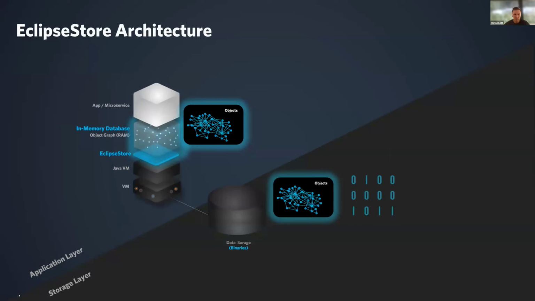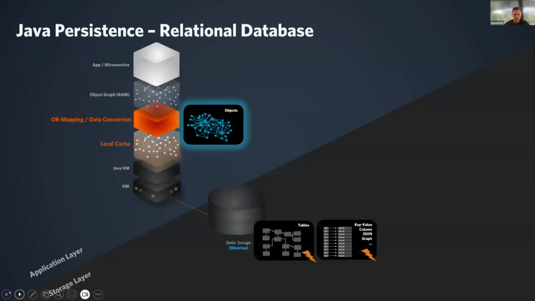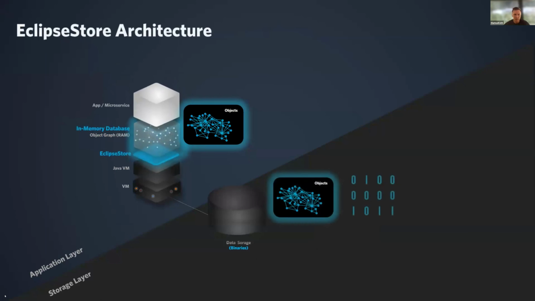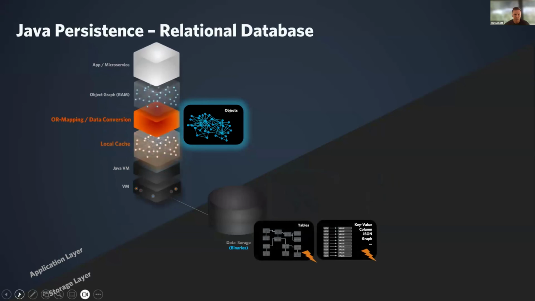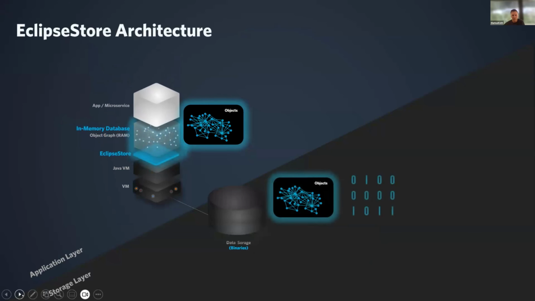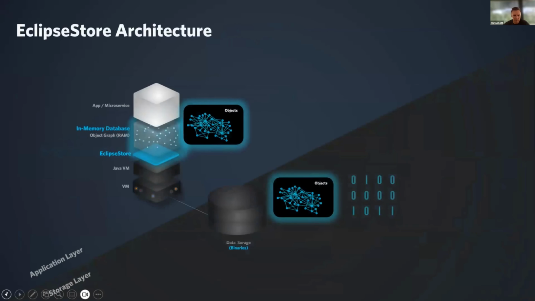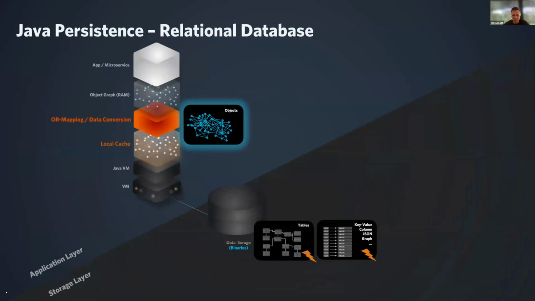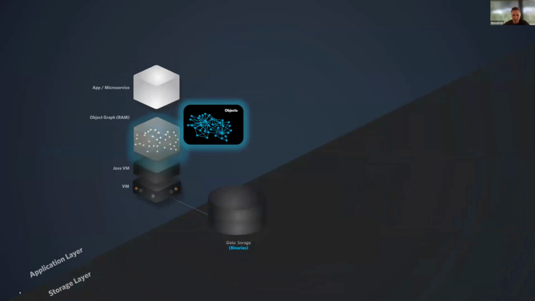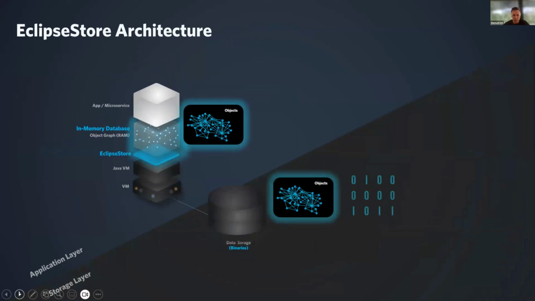With EclipseStore, we keep data in memory. This is the reason why we don't need a local cache anymore. So we can skip the local cache, and so we reduce the complexity of our architecture. Here we still see a relational database. Sorry, no, we replaced the relational database with the binary data storage.